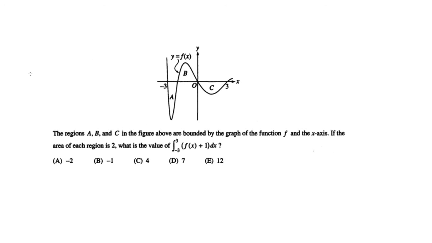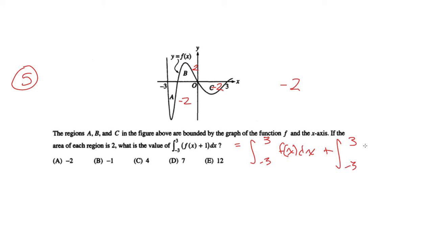It's okay. Number 5. Each of these areas, A, B, and C, are all 2. That means I have a negative 2 there, a positive 2 there, and a negative 2 there. When I add all of those up, I get a negative 2. But wait a sec, the answer is not negative 2 because I'm not finding the integral between negative 3 and 3 of f of x. I'm finding the integral of negative 3 to 3 of f of x plus 1. So this gets rewritten as the integral between negative 3 and 3 of f of x dx plus the integral between negative 3 and 3 of 1 dx.